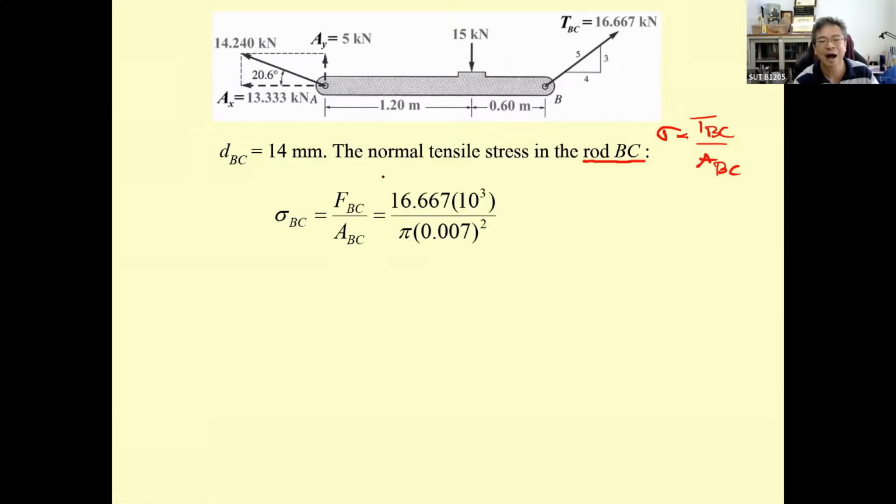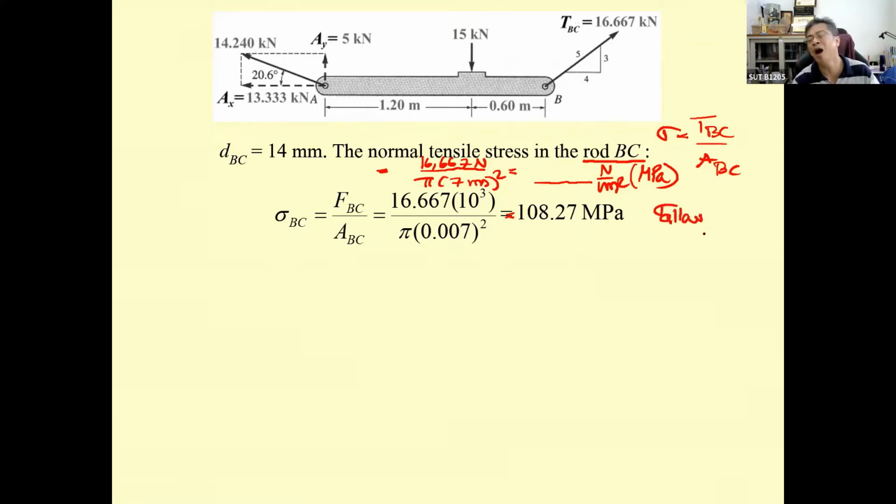Again, it's up to you. Somebody may just put this one, the force, divided by pi r square, and this is going to be in millimeter square. You're going to get this one in Newton per square millimeter, or megapascal. Or if you prefer the second method, you just put everything into the calculator, you will get the same thing. Again, this one will be compared to the sigma allowable.